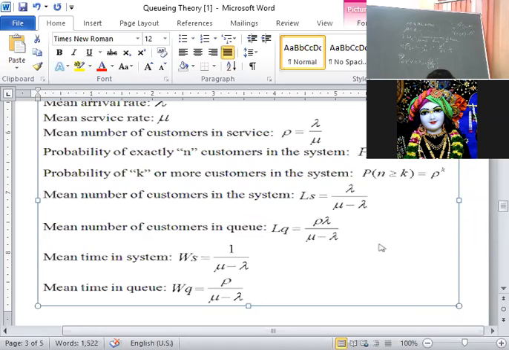Third one is different. In the repair shop, that means it is the system, it is showing here the probability that there are more than 2 machines in the waiting line. That means they are still in queue. That's why we will take probability of n greater than 2.